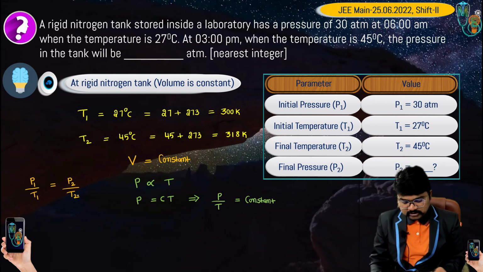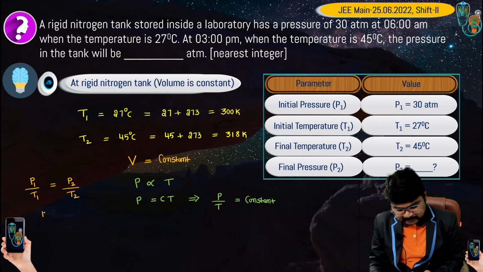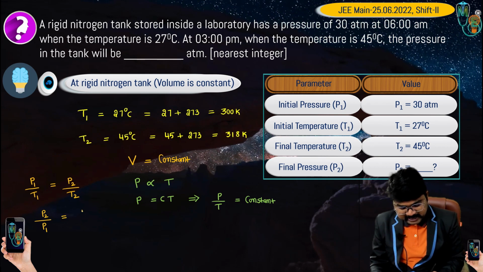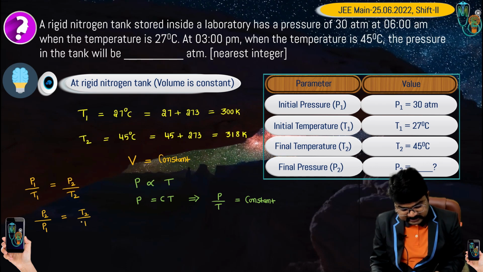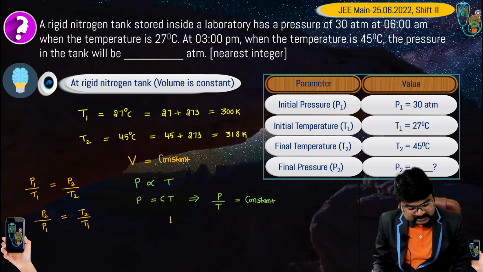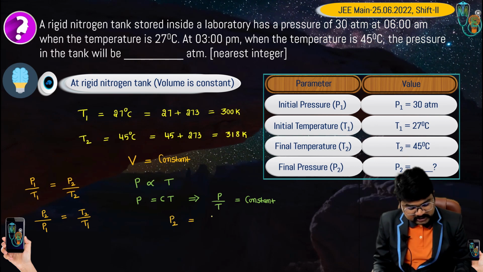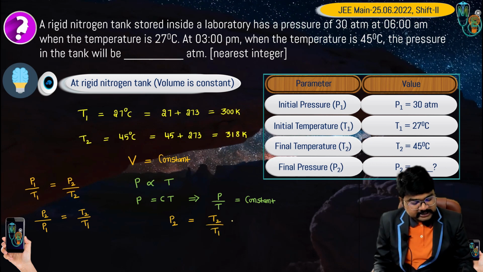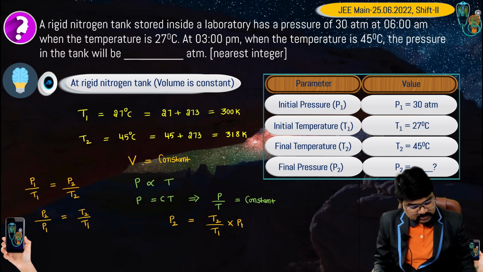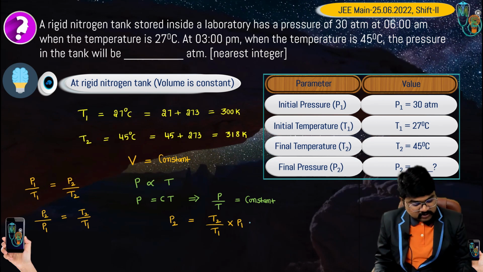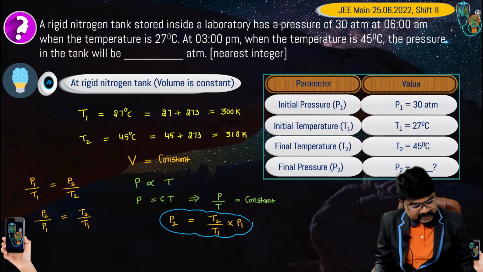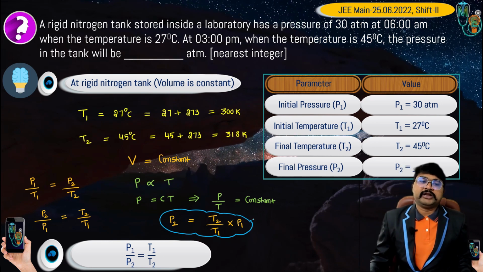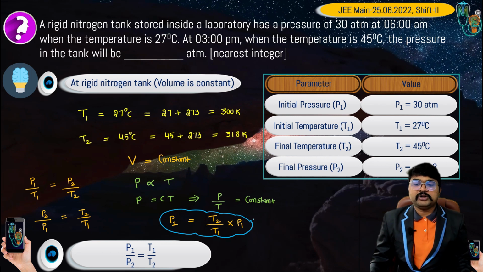So you can write it as P2 by P1 equal to T2 by T1. So finally, what is the pressure P2? We need to calculate T2 by T1 into pressure P1. In this manner, you will be calculating pressure P2, finally getting P2 in terms of atmosphere. Here, P1 by P2 equal to T1 by T2, or else P2 by P1 equal to T2 by T1.